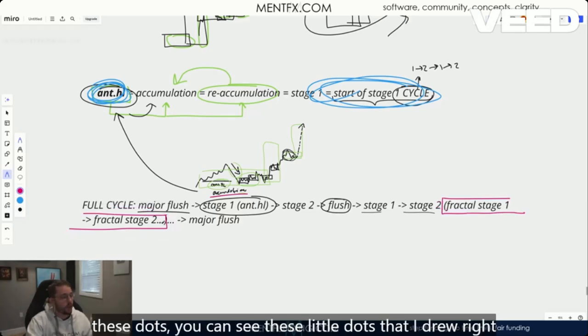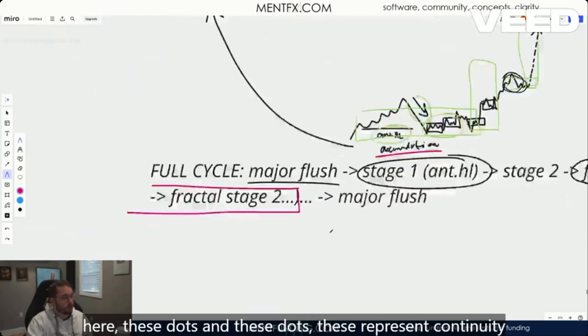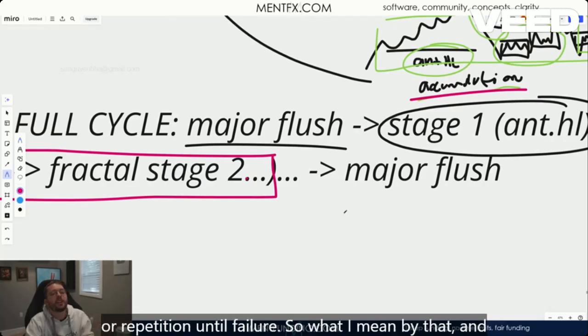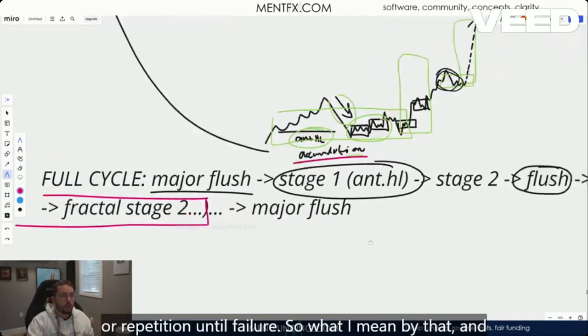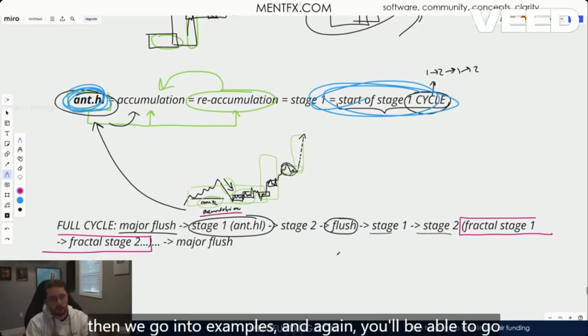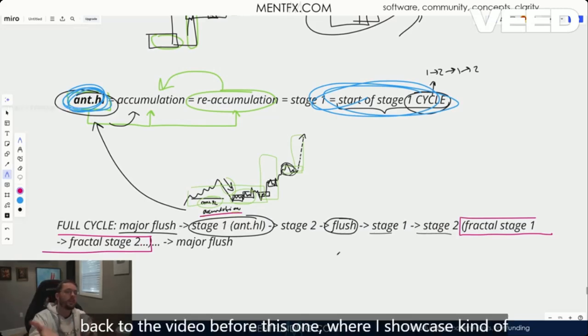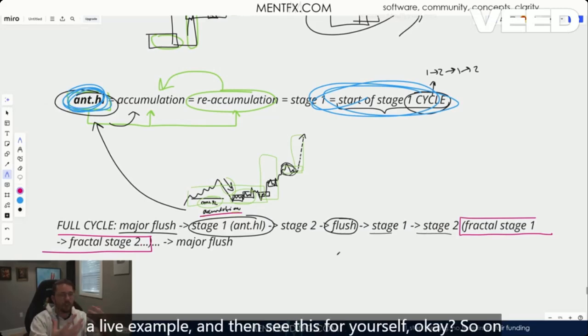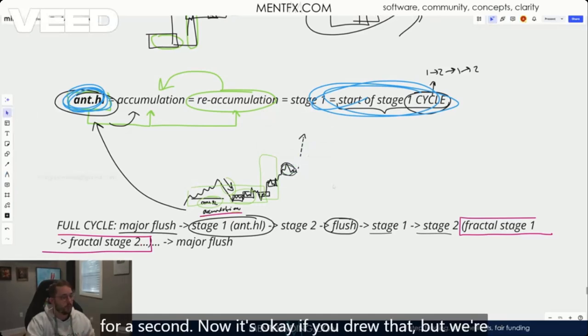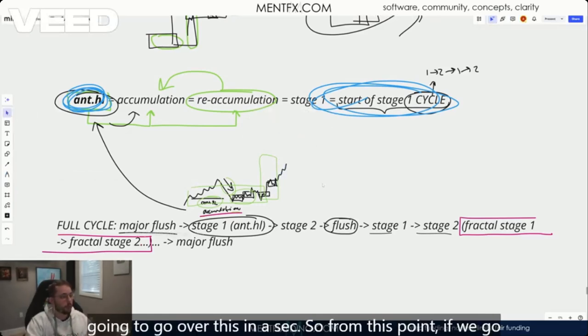And you can see these little dots that I drew right here, these dots and these dots. These represent continuity or repetition until failure. What I mean by that, and bear with me, because again, first we do the understanding, then we go into examples. And you'll be able to go back to the video before this one, where I showcase a live example, and then see this for yourself. So on average, let me actually delete this so it's not in the way for a second.